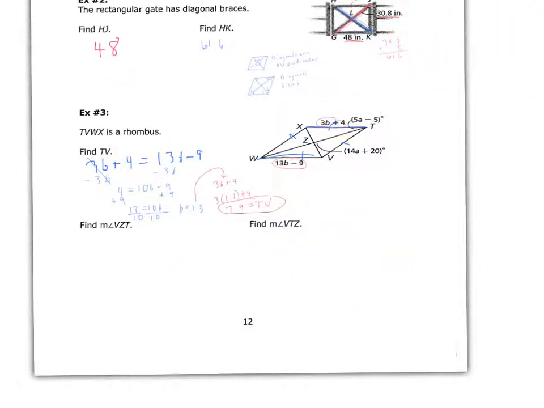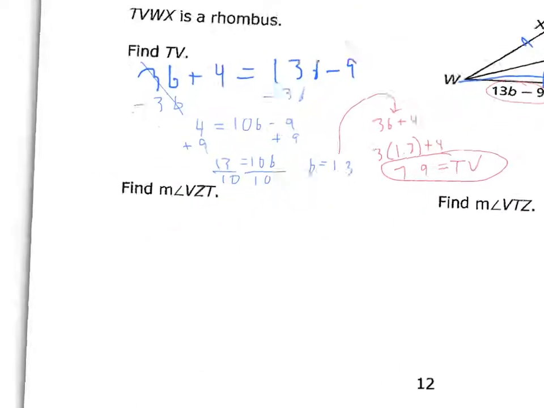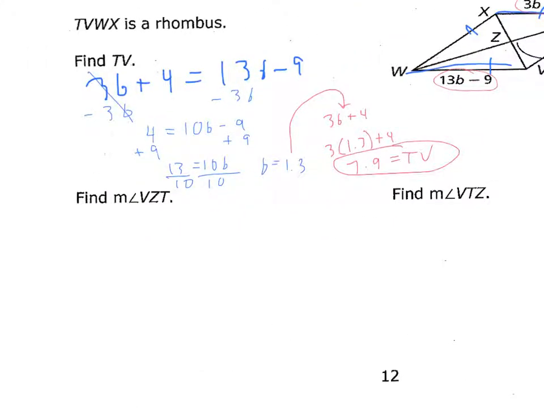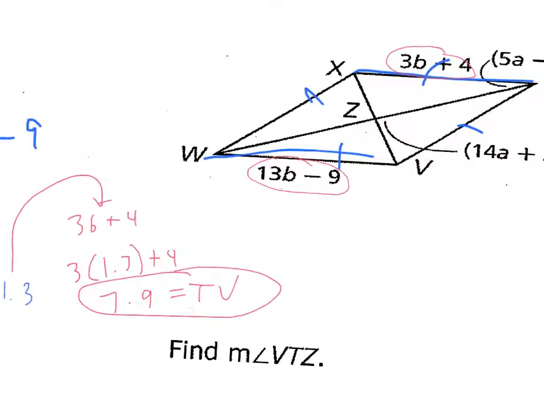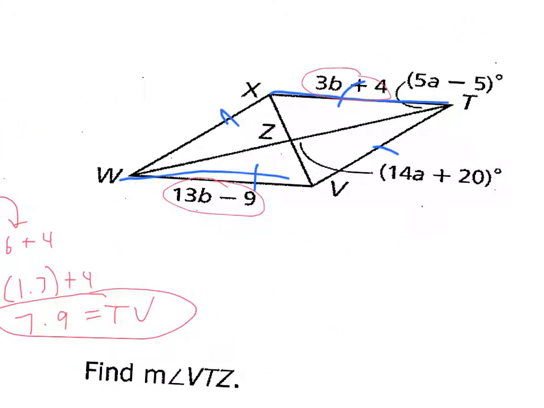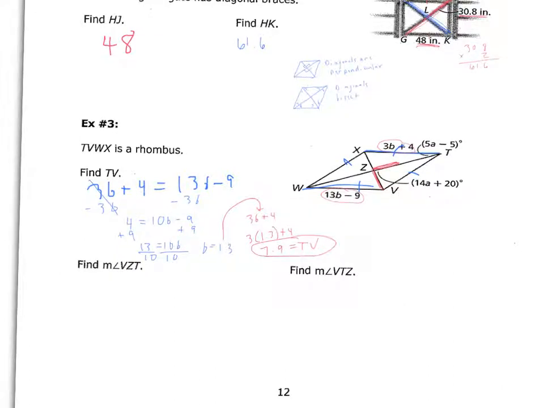Okay, let's try one of the angles. Let's find the measure of angle VZT. Okay, so we're wanting to find this angle. We know that VZT is 14A plus 20. And what do we know about the angles made up by the diagonals of a rhombus? Well, we know that a rhombus's diagonals are perpendicular. So we're going to set that equal to 90.